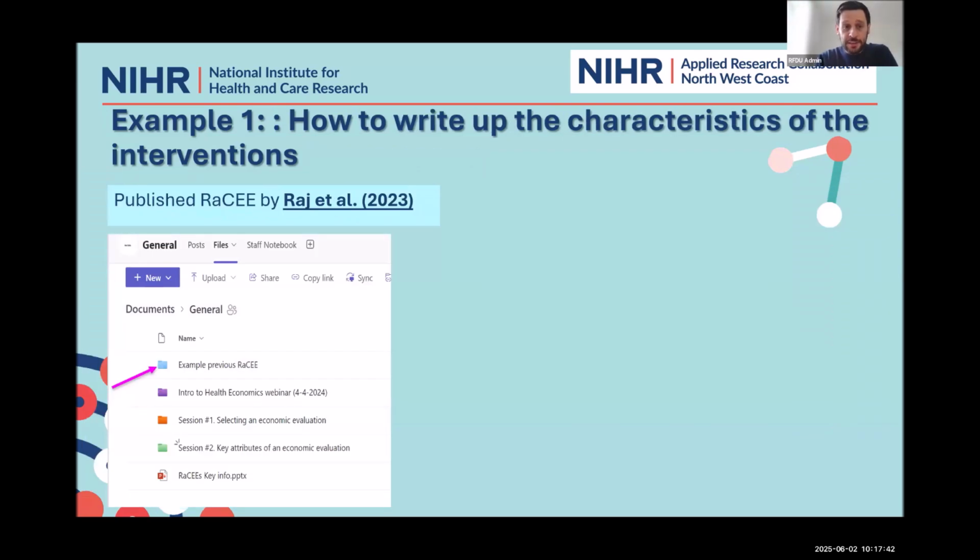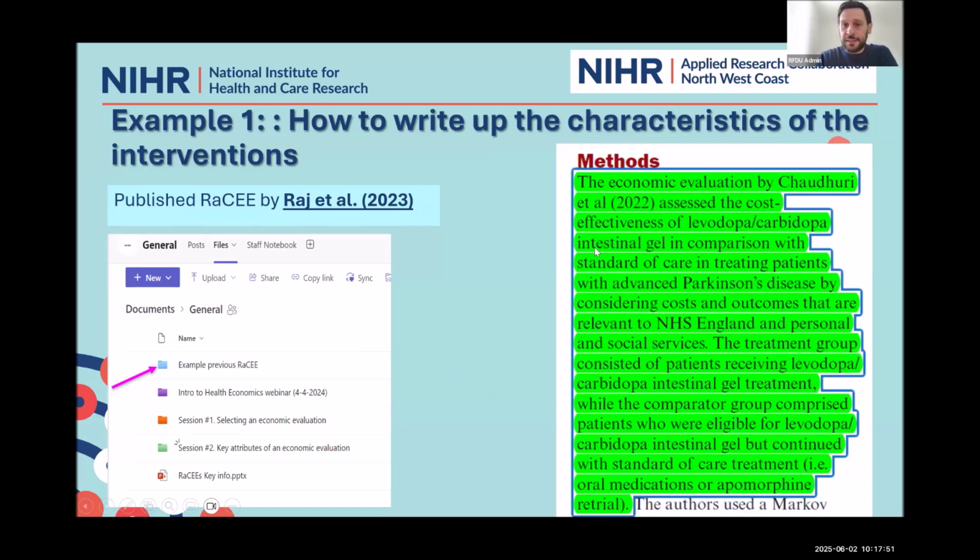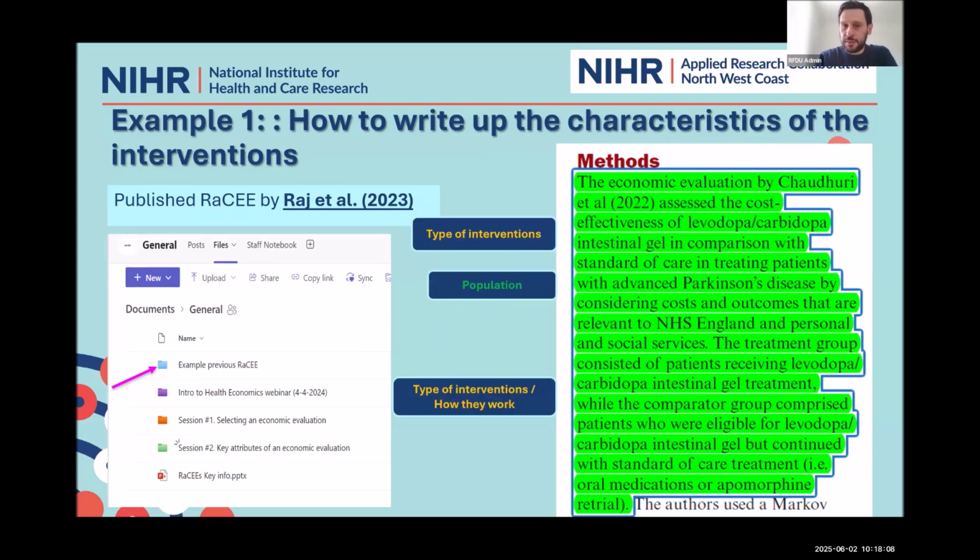Now, this example of a previous RaCEE, you can find it on your team space. There is a folder called example previous RaCEE, and you will be able to see our commentary, which has been published in 2023. This is the way we summarized the information regarding the methods, in particular the population, the type of interventions, and how they work. So you can have a look at our published RaCEE, and also at how we wrote things up in that particular RaCEE.